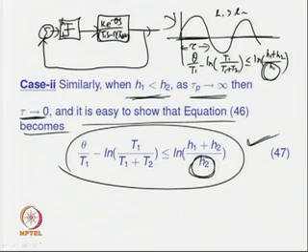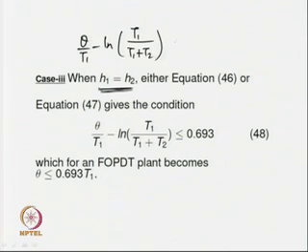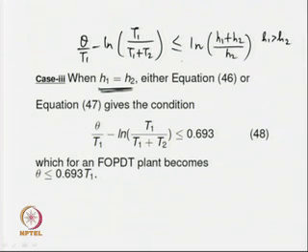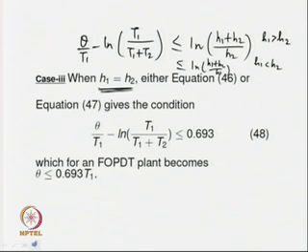Now, can we use these expressions further for other types of systems? Yes, we can use this for the systems where the relay parameters are the same. When h1 equals h2, the two expressions obtained earlier can be used. What are those expressions? Theta upon T1 minus ln T1 upon T1 plus T2 is less than or equal to ln of (h1 plus h2) upon h2. This is what you got when h1 is greater than h2, and you got the second one, ln of (h1 plus h2) upon h1, when h1 is less than h2. So, these are the two expressions you have got already.